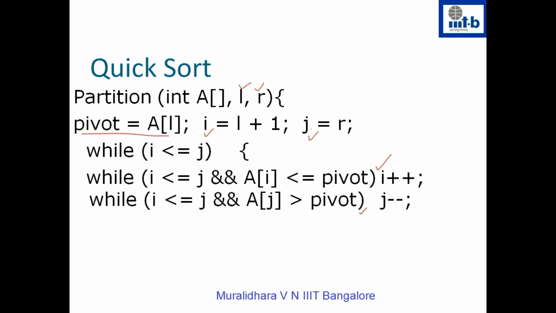So the algorithm is simple. I go from left to right, right to left, as long as these two pointers don't overlap. As long as I see a number which is smaller than the pivot, I go to the right. As long as I see a number which is greater than the pivot, I go to the left. When I see a number on the left hand side which is greater than the pivot and a number on the right hand side which is smaller than the pivot, I exchange these two and continue this algorithm.